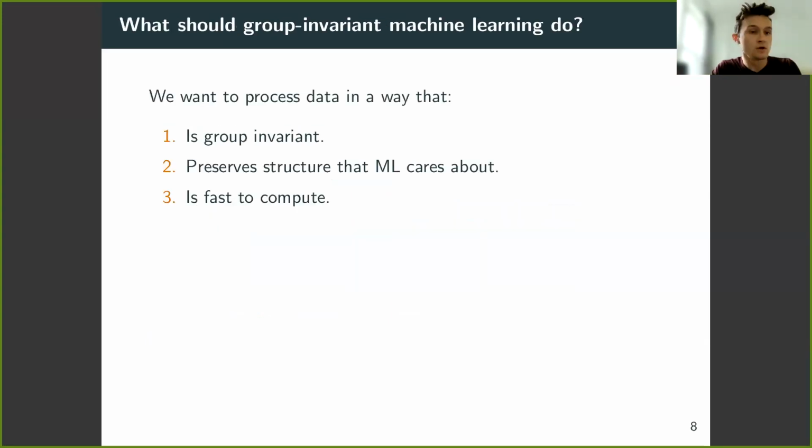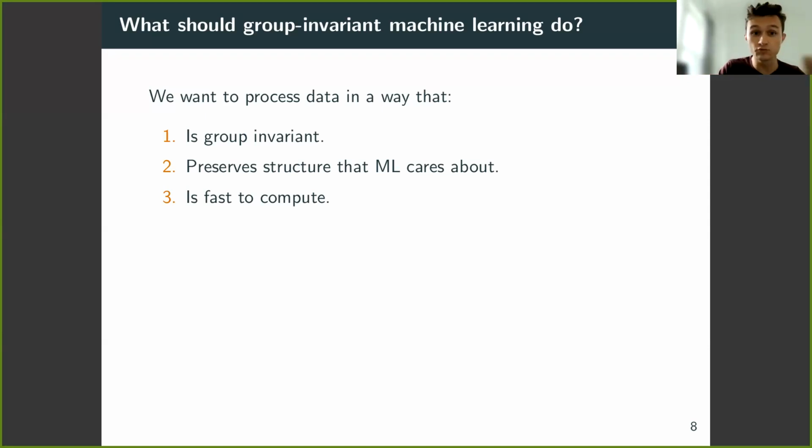So when I say group invariant machine learning, we need to decide what we actually want it to do. I'm going to work from our motivation from before, and we're going to have three desiderata. I can never pronounce that word, but we're going to have three goals of what we want group invariant machine learning to do. We want it to be group invariant. We want it to be good for machine learning, and we want it not to take forever. That's the basic idea. I want to make these precise down below.